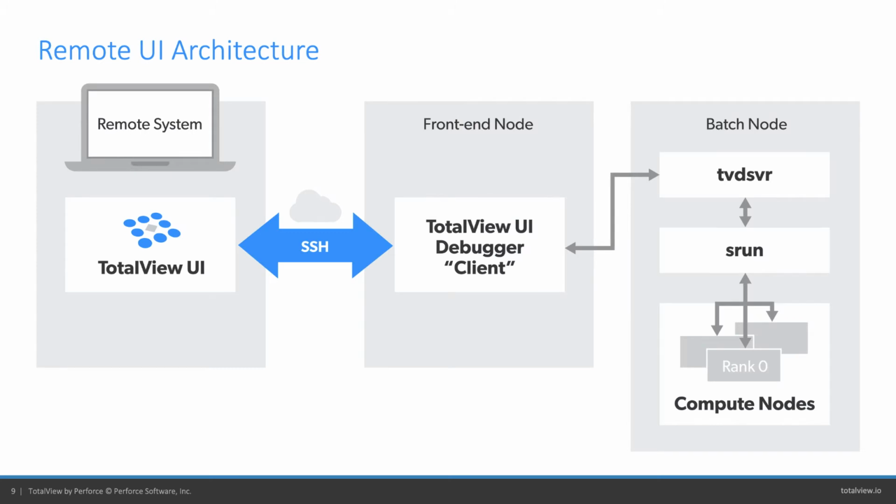Now, just looking at a high-level architecture diagram, here on the left we have our remote system. This is where we're running the TotalView user interface. It could be my laptop, and today I'm going to demo this feature on my Mac, and I'm going to connect to a remote Linux machine that is across the country from where I reside. TotalView will communicate to that remote debugger through SSH connections, providing secure connections to that remote system.